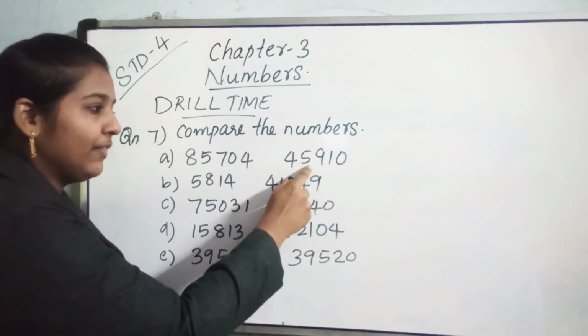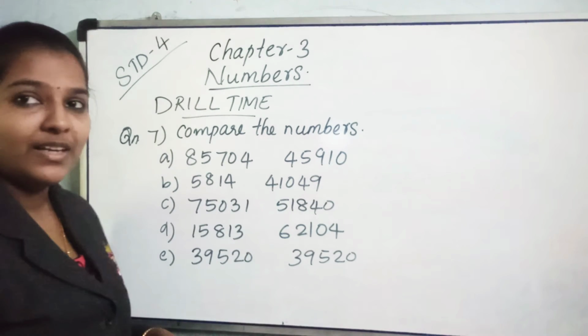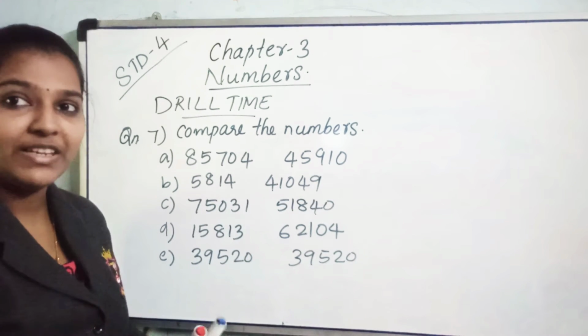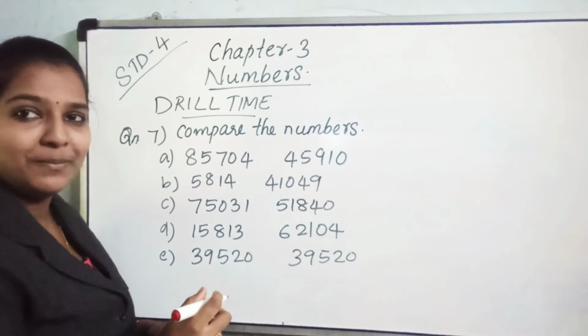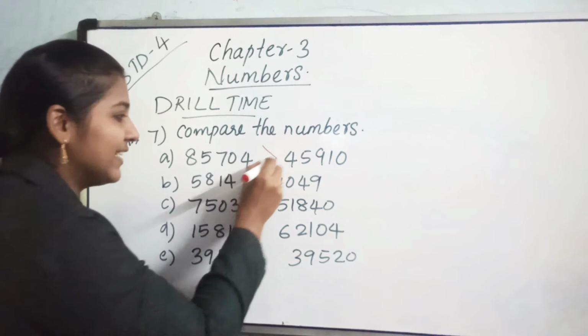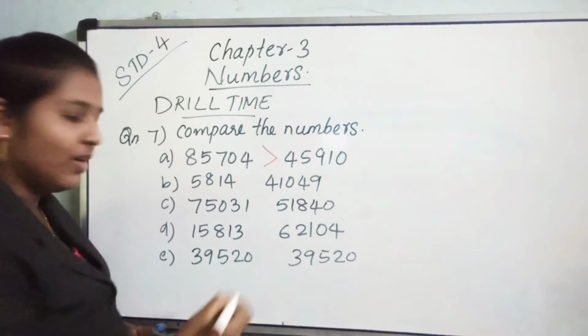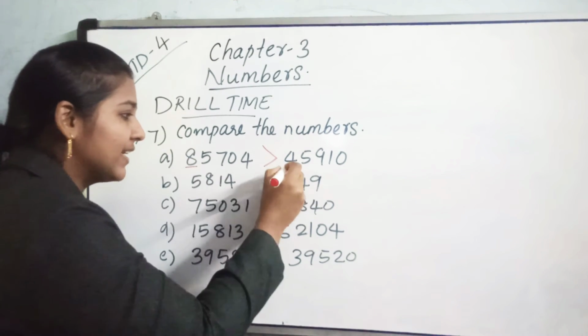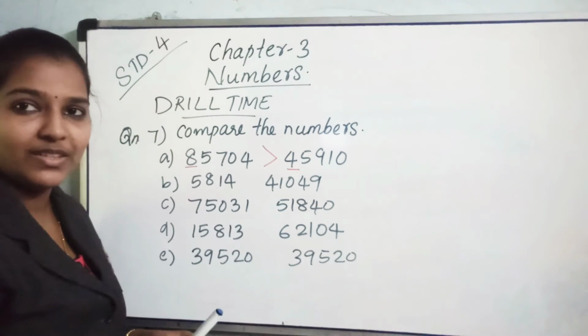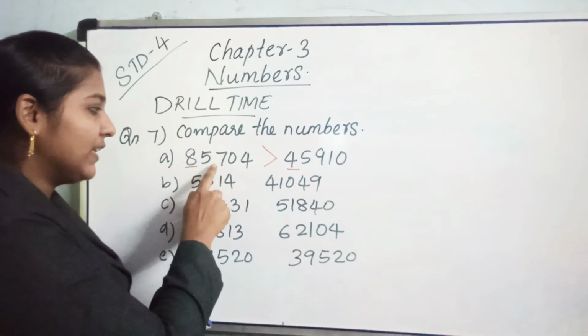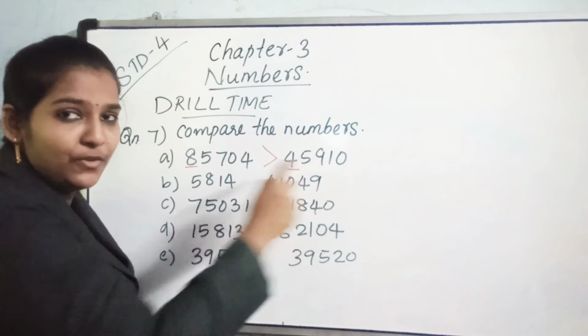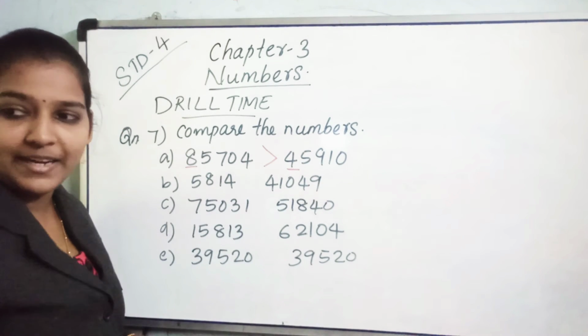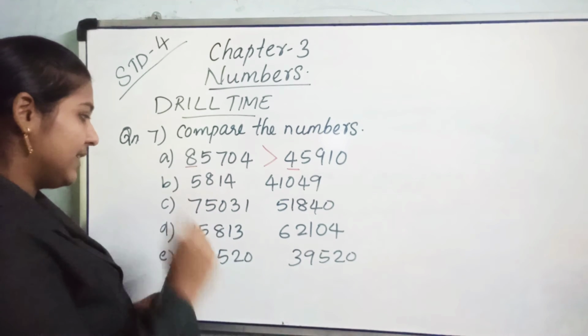85,704, 45,910. Tell me children, which symbol we can write between these two numbers? Yes, greater than symbol. Because here 8 is greater than 4. So 85,704 is greater than 45,910. Now the next question.